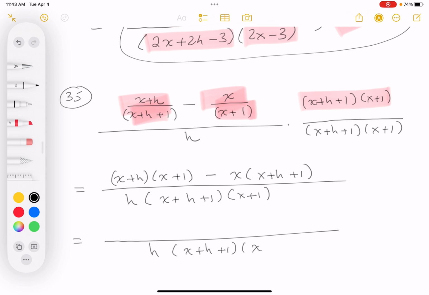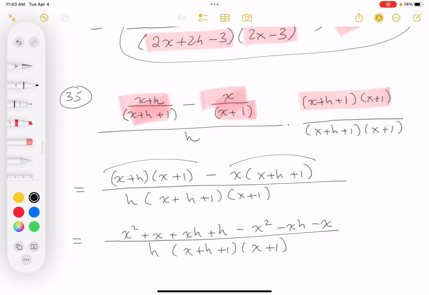Again, these problems are carefully written to work nicely. What do you get here? x squared, let's see, plus x, xh plus h. I just did this. Now let's do this over here. It's really not that bad. It's minus x squared minus xh minus x.